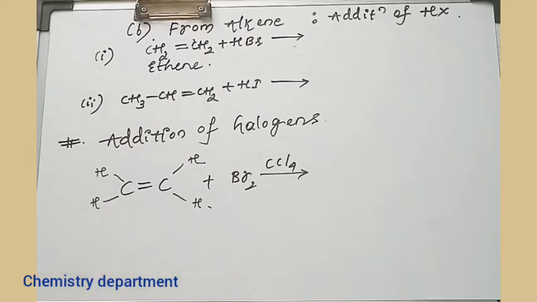So how you can prepare the haloalkanes by using alkene is, usually alkenes, because of the presence of the double bond, they'll undergo addition reaction. So two important addition reactions will be taking place here. One is addition of halogen acid, that is HX. The second one is addition of the halogens.